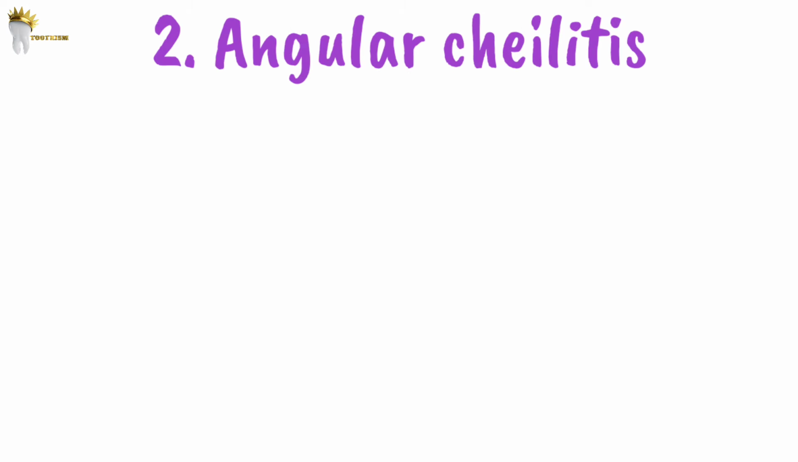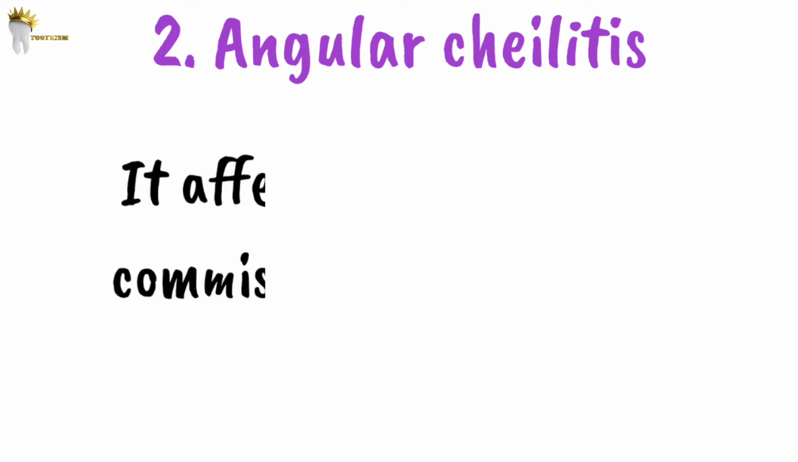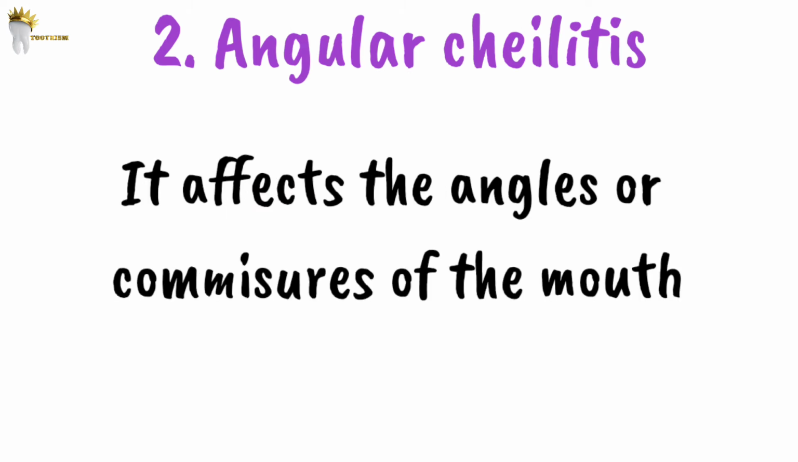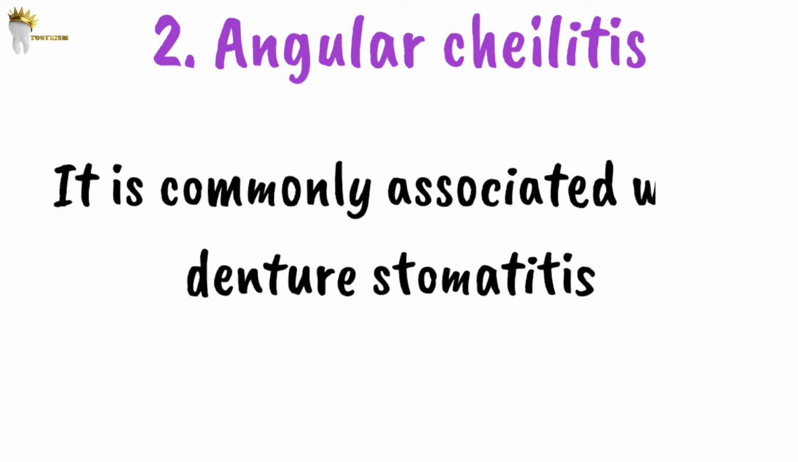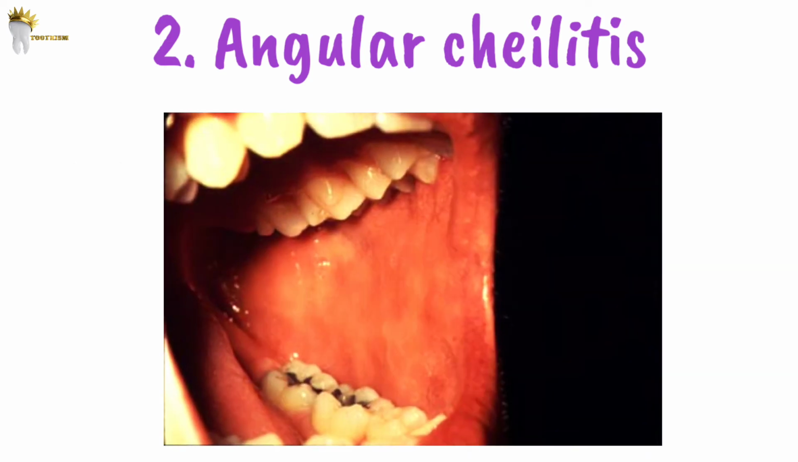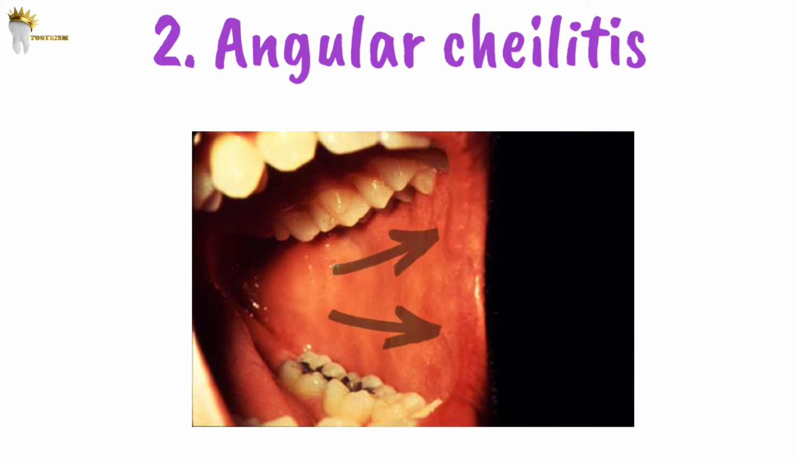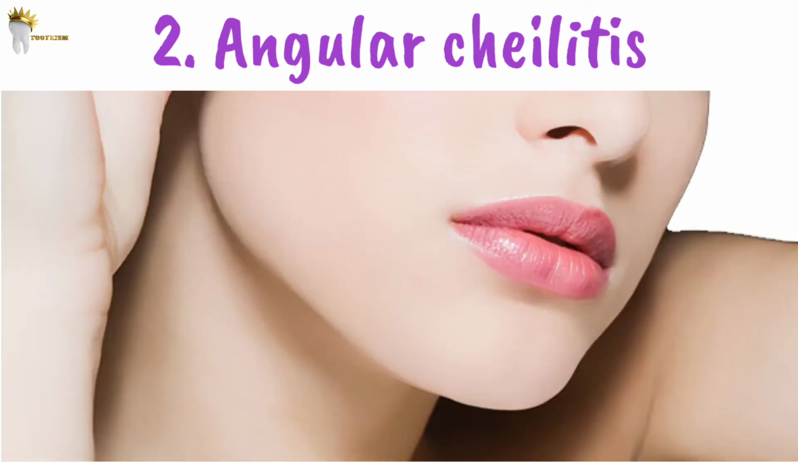Next is angular cheilitis. As the name suggests, it affects the angles or commissures of the mouth. It's commonly associated with denture stomatitis or other pre-existing oral candidiasis. So, from the oral cavity, it spreads towards the angles of the mouth. Clinically, we see redness, fissuring or crusting of the angles of the mouth. It can occur unilaterally, but most often it is bilateral.